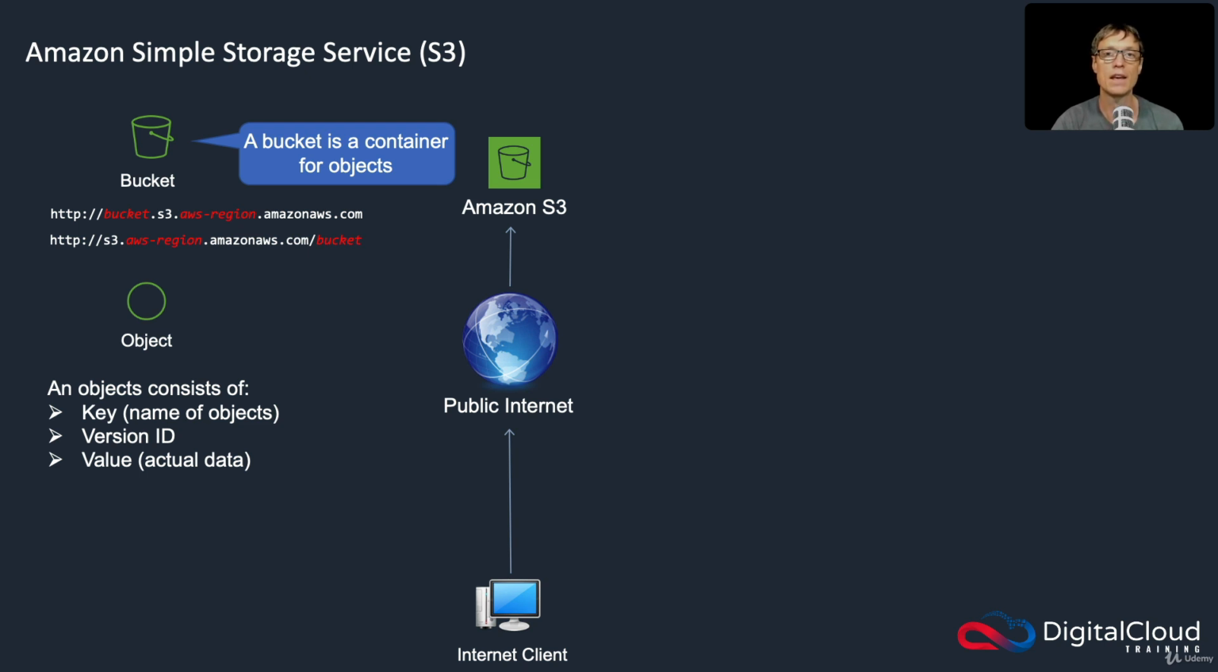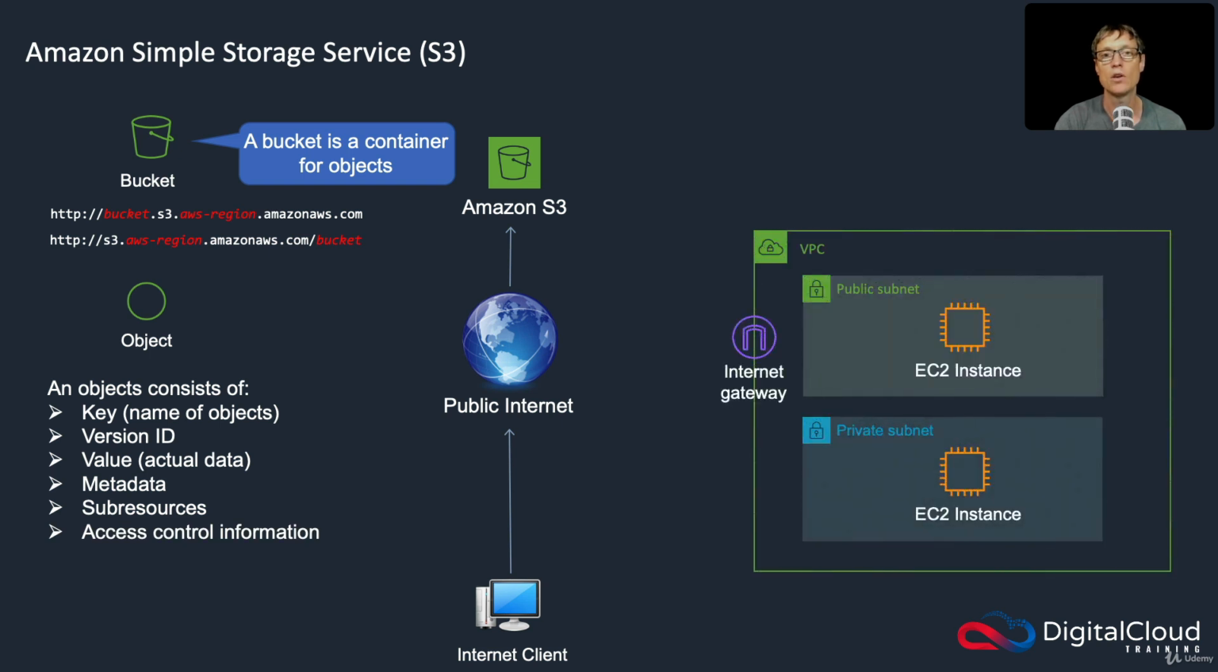S3 is known as a key value store because it consists of objects which are made up of a key and a value. And then you can also assign metadata and something called sub-resources and access control information defining who can access your objects. You can also connect your instances in your VPC to Amazon S3, and you do so using an internet gateway. So the internet gateway connects you to those public AWS services.